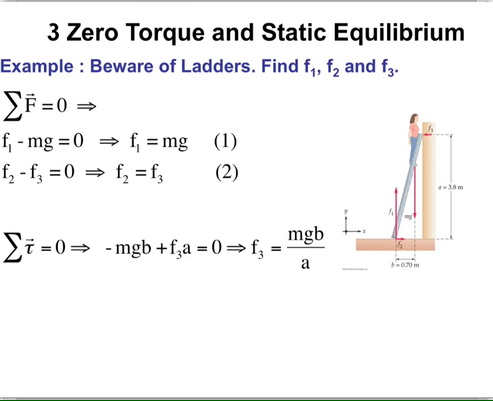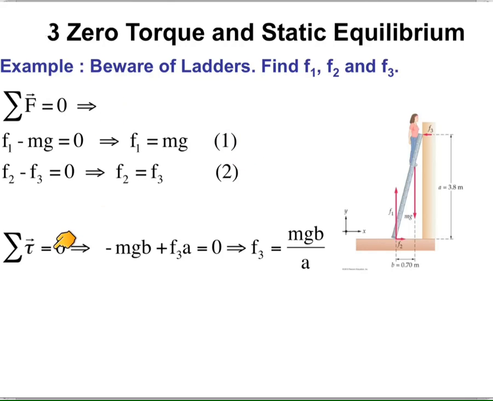I haven't come to the torque point yet. I will explain. Okay, torque. So F2 minus F3 is equal to 0. That means there is a contact horizontal force by the wall and the frictional force by the ground. So these must be equal to each other. F2 is equal to F3. So this is the second condition coming from the linear static equilibrium.